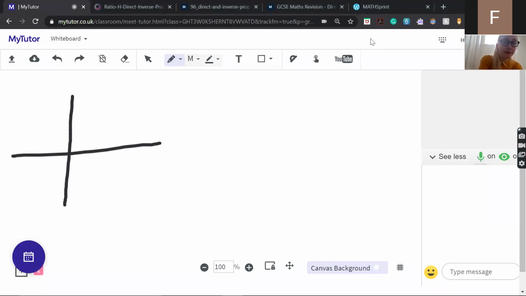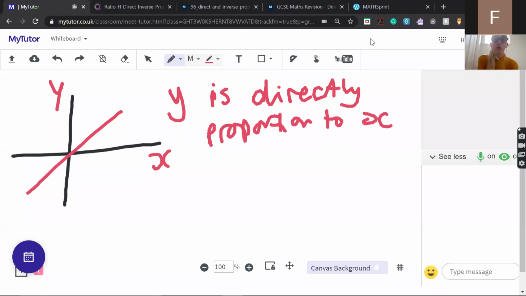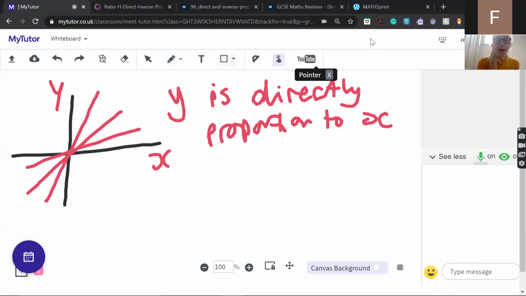if we have something like this, this means that y is directly proportional to x, if this is y and this is x. It would be the same if the line was like this, or like this. Basically, the fact that it's a straight line tells you it's directly proportional. That means that if y, say, doubles, x doubles. So it's increasing at a similar rate.